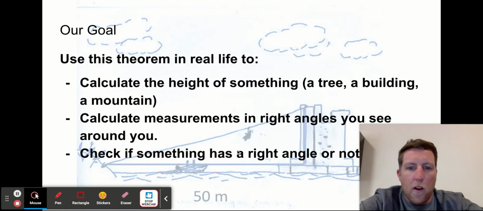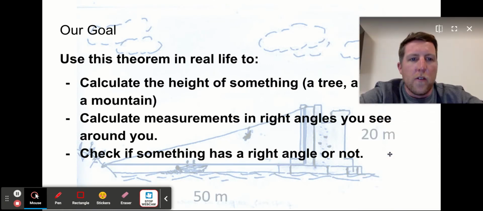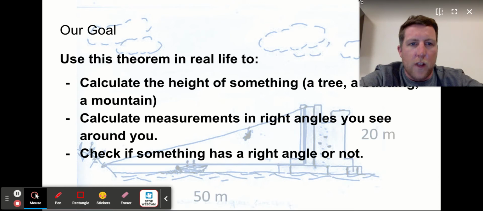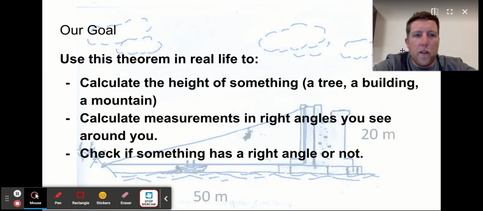So obviously our goal with this is to do something more interesting than just calculations. But we can use this theorem to calculate the height of something. So maybe a tree or a building or a mountain or something like that. If you know two of the lengths, you can calculate the other one.